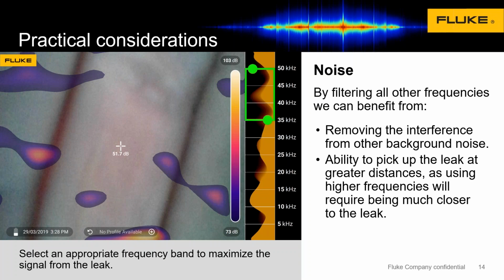You can actually select your frequency filtering and select the right thing for the kind of leak that you want. If for some reason you're pretty sure there's a leak there and you're getting a slight signal, but you're not getting great signal, move that frequency band up and down just a little bit and see if you can get a better picture.